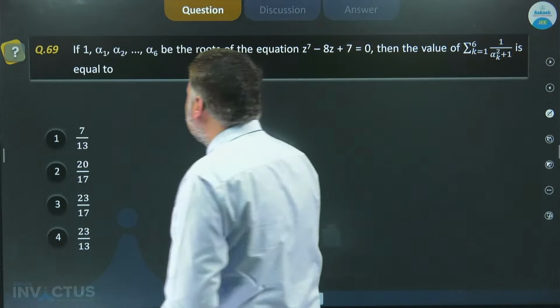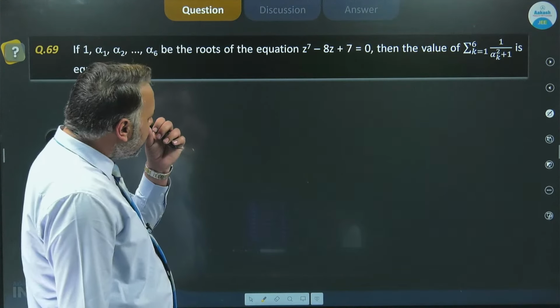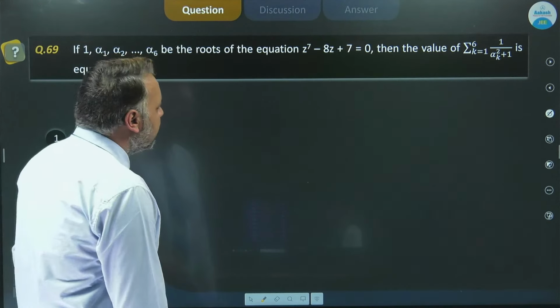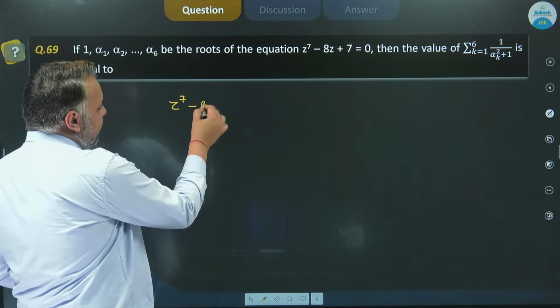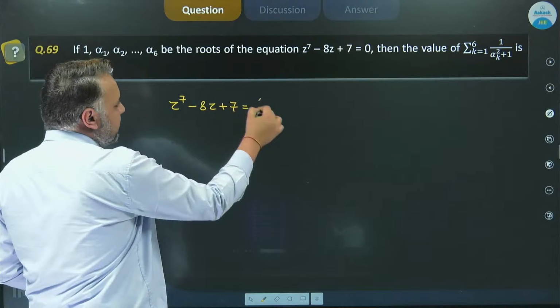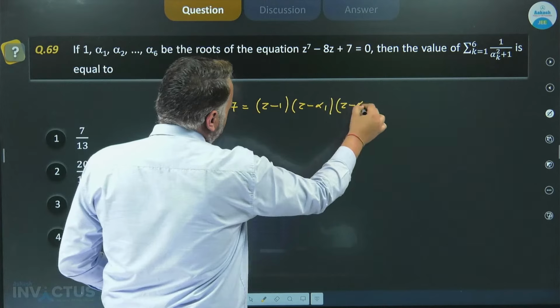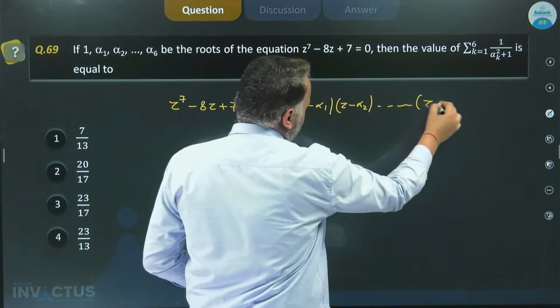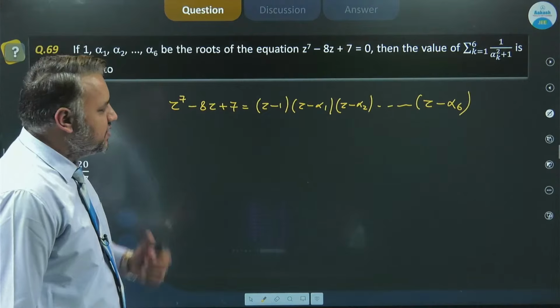Next question, this is based on complex numbers. If 1, alpha 1, alpha 2 up to alpha 6 are the roots of this equation, then we have to comment on that summation. Okay. Now we can write that z power 7 minus 8z plus 7 is nothing but z minus 1, z minus alpha 1, z minus alpha 2 up to z minus alpha 6. We can write that this is always true for every z.